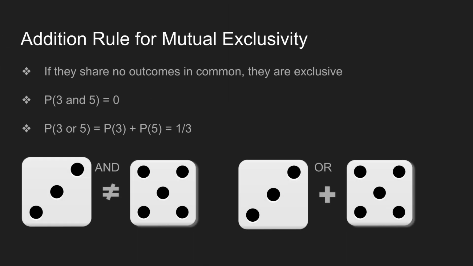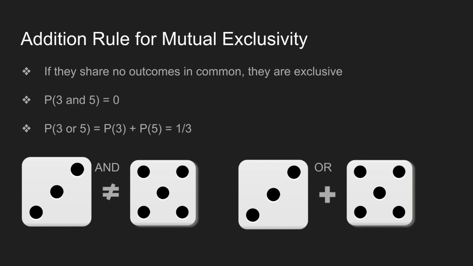With the die, the probability of getting a 3 and a 5, written as P of 3 and 5, is equal to 0. The probability that 3 or 5 occurs, written P of 3 or 5, is simply equal to the probability of rolling a 3 plus the probability of rolling a 5. This is called the addition rule for mutually exclusive events.